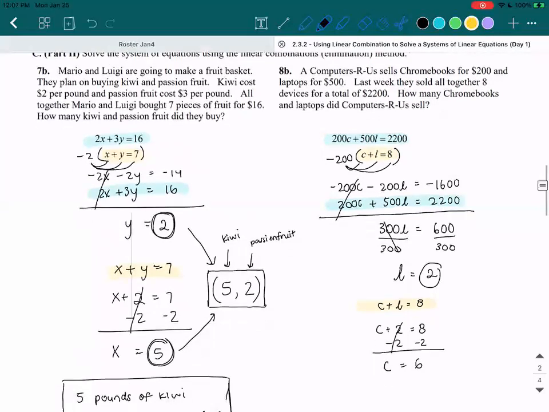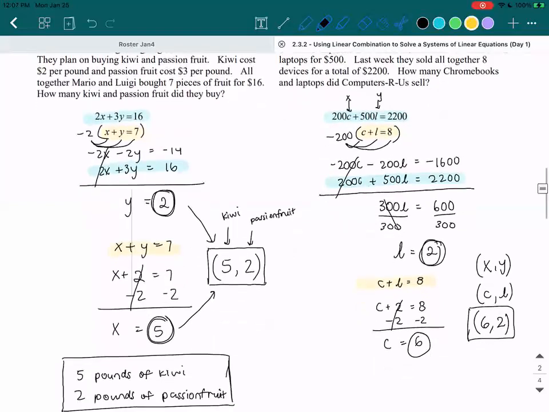And so I'm just going to pretend that the C, since it happened first, is our X. This is our Y. So I want you to put it in XY form, which is really CL form, which is 6, 2. So this will be your final answer. So what does this even mean in terms of the problem situation? Well, 6 is C, so we have 6 Chromebooks. And then 2 is our L, so 2 laptops. So this is how many Chromebooks and laptops that Computers R Us sold. All right. And that is your final answer.